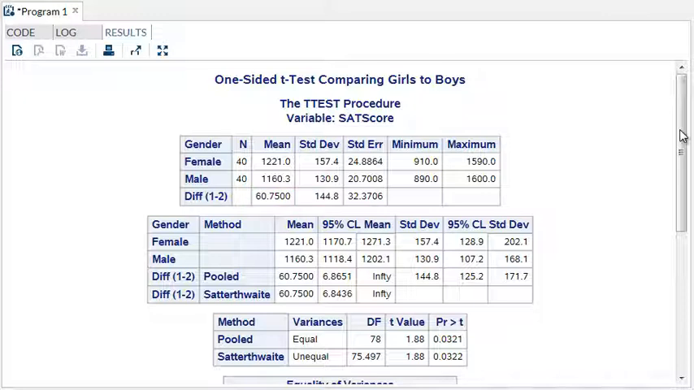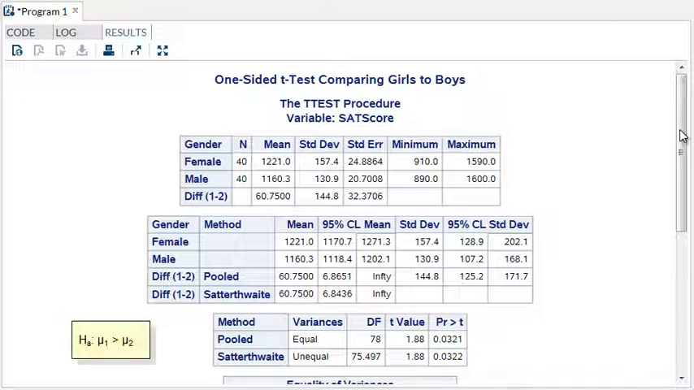Great! Next, because you failed to reject the assumption of equal variances in the previous demonstration, which p-value should you examine? You use the pooled method p-value, which is 0.0321. Assuming your alpha is 0.05, do you reject or fail to reject the null hypothesis? The p-value of 0.0321 is less than 0.05, so you reject the null.